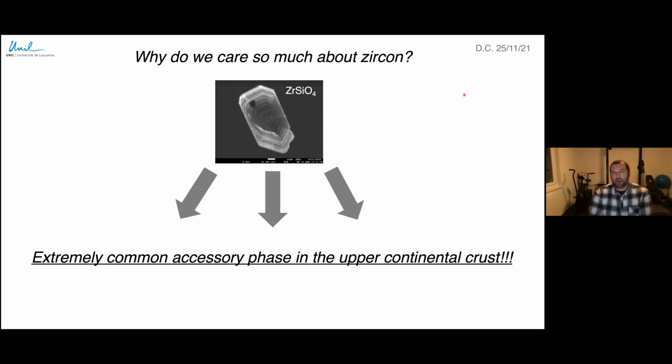The second reason I would say zircon has become such an important mineral is that it's just very common. The upper continental crust is a very complex unit. It's very heterogeneous. And as it turns out, we find zircon across a very large range of the different rock types within the upper continental crust. So in addition to having all of these great techniques that we can use on zircon, we just find it everywhere. So it's a great mineral to be able to apply the same techniques across a very wide range of lithologies.